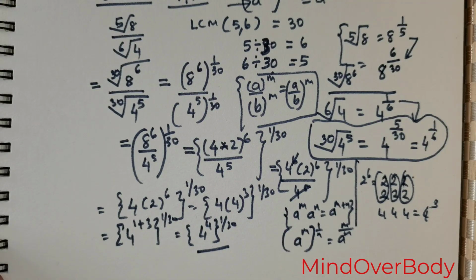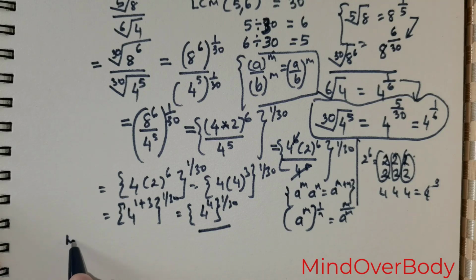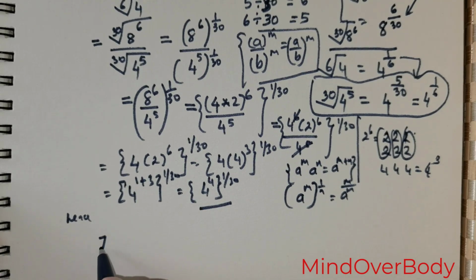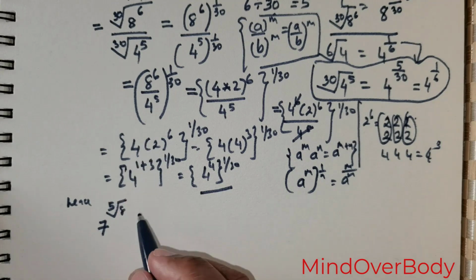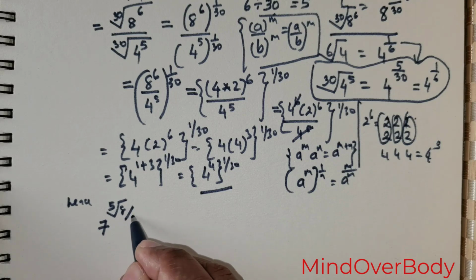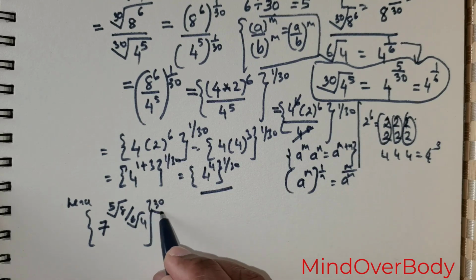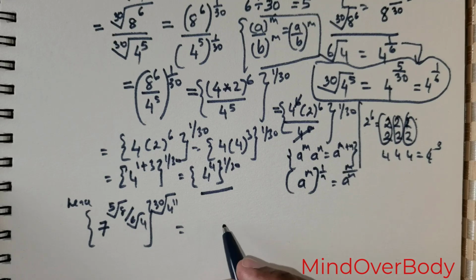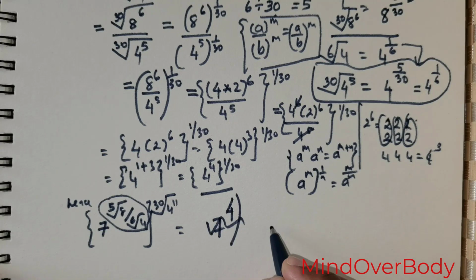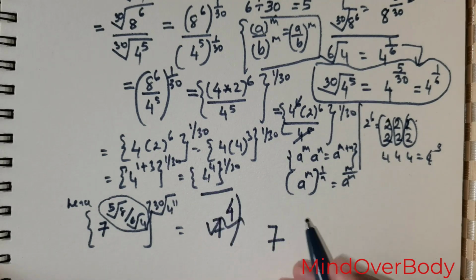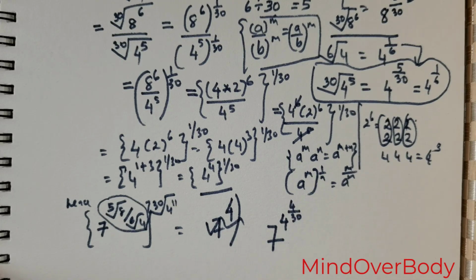So let me rewrite the starting point of the question. We started with 7 raised to the power of the 5th root of 8, divided by the 6th root of 4, raised to the power of the third root of 4 raised to the power 11, is equal to 7. Instead of this entire quantity, I'm choosing to rewrite it like this: 7 raised to the power of 4 raised to the power of 4 over 30, right?